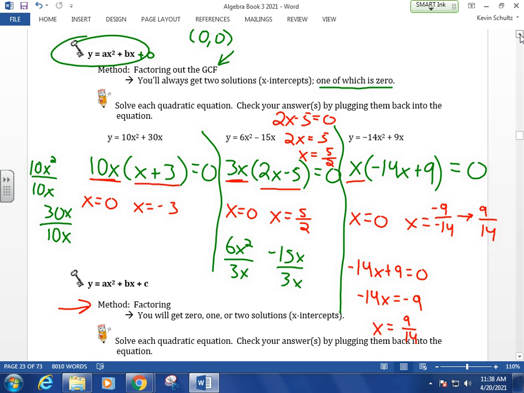Anyone still need these notes, by the way, before okay? No? Your homework for tomorrow.